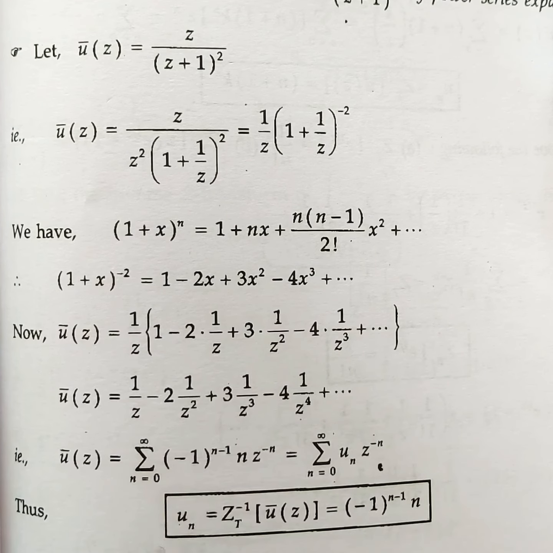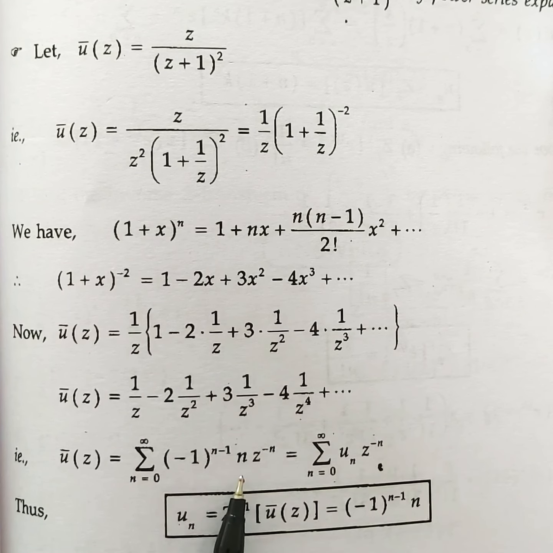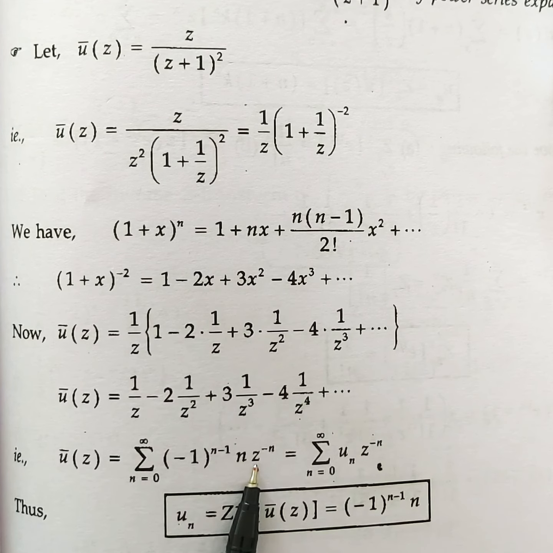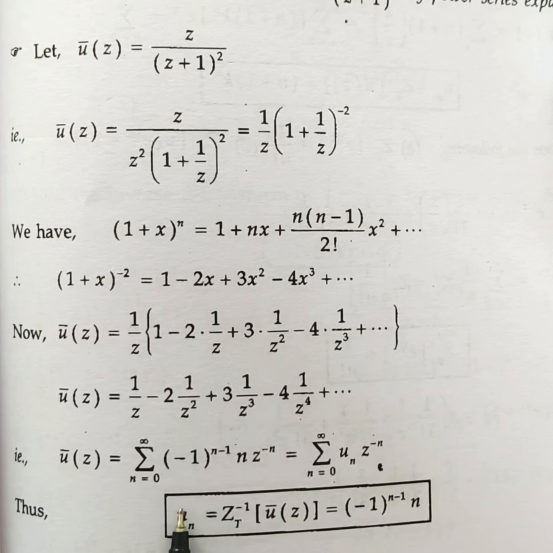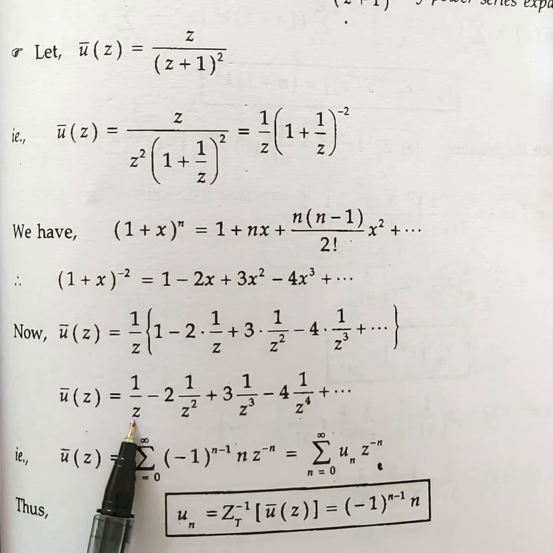If I put n as 0 in this term, what will I get? 0 into z power 0, so that is 1, and here in this term it will become minus 1 power minus 1, but n is there. So because of n, the first term entirely becomes 0, so there is no constant term. Of course there is no constant term. So let's substitute n is equal to 1: minus 1 power 1 minus 1 is 0, anything power 0 is 1, positive, 1 z power minus 1, 1 by z. Done.